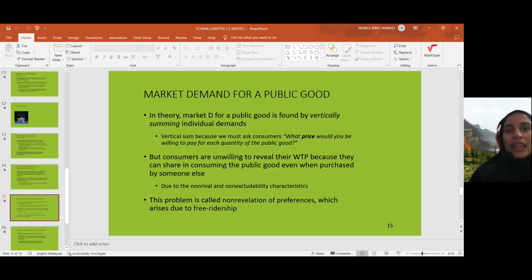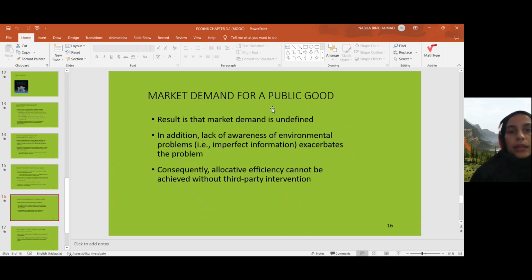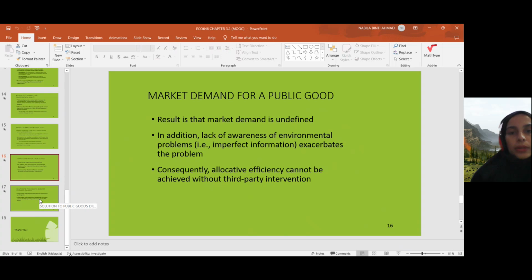So because of that, they will not reveal their willingness to pay, and they will always be unwilling to pay for the public goods. The problem of non-revelation of preference arises due to free ridership. The result is that market demand is undefined. In addition, there is a lack of awareness of environmental problems, so imperfect information exacerbates the problem. Consequently, allocative efficiency cannot be achieved without third-party intervention, meaning we need the government to help, right?